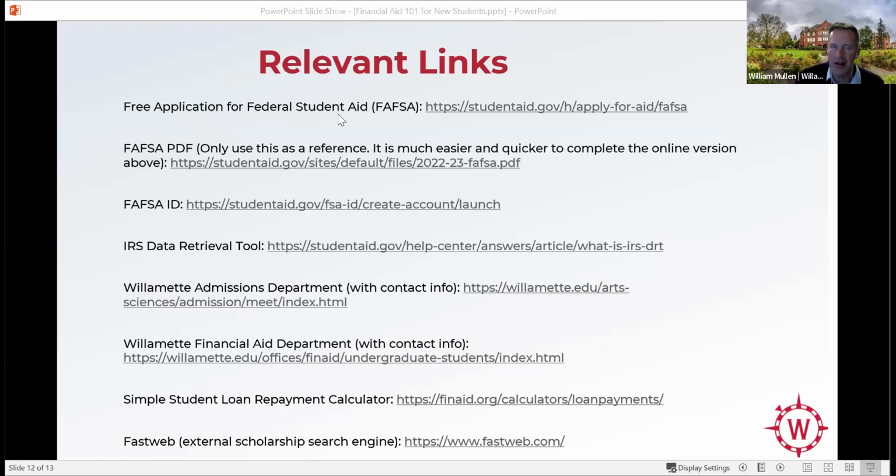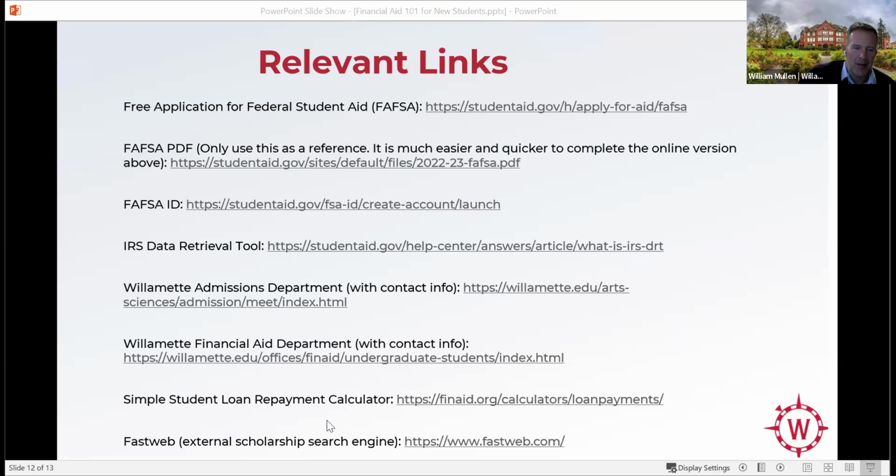And so here's the relevant links. And again, this will be sent to you after this presentation. Here's the actual application for the FAFSA. This is the online one. The PDF that I showed to you, you can get that as well. Again, don't fill it out. Just use the online one. But it's nice to be able to look at that and get an idea of what they're going to ask for. Here's the site where you can get your FAFSA ID. Here's the IRS data retrieval tool. Again, this allows you to pull in your 2020 taxes into your free financial aid application. It saves you from populating some information.